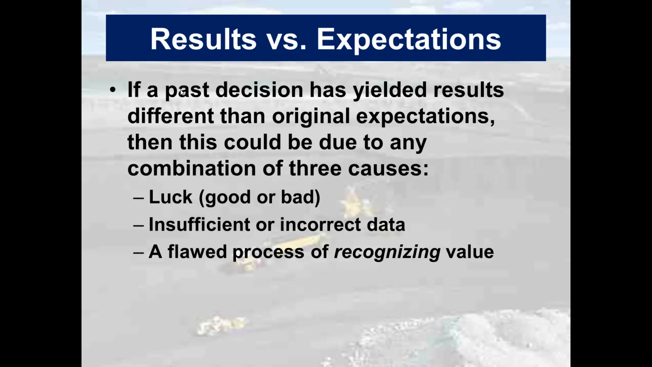If a past decision has yielded results different from original expectations, then this could be due to a combination of three causes: luck, either good or bad; insufficient or incorrect data; or a flawed process of recognizing value. So remember that there are always uncertainties in any decision involving mining, but the challenge is to separate the random uncertainties from those that are predictable. You can't totally discount luck. For example, let's say you run a hardware store and you just got a shipment of plywood that was more than you ordered. A week later, a hurricane began a track toward your area and your plywood sold out in 2 days. Luck? Well, maybe.